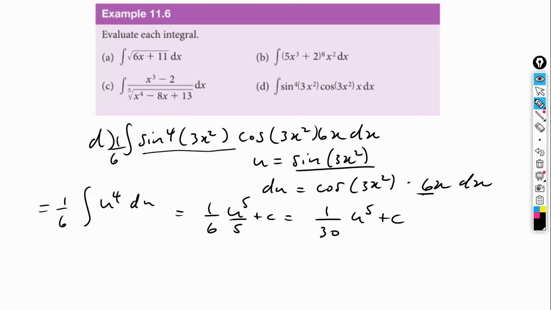Then all we have to do is plug back in for u. And then we said that u is sine of 3x squared. Therefore, this is going to equal, and the solution will be 1/30 sine to the power of 5 of 3x squared plus c.